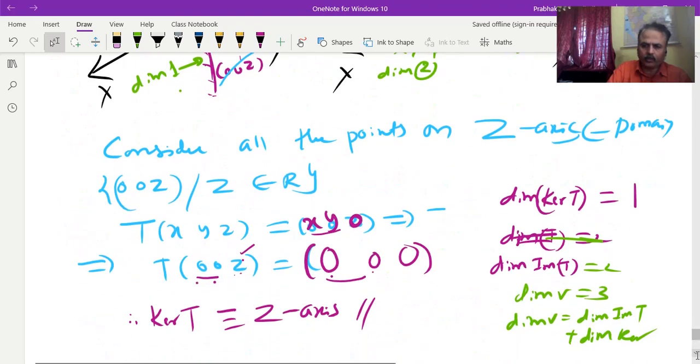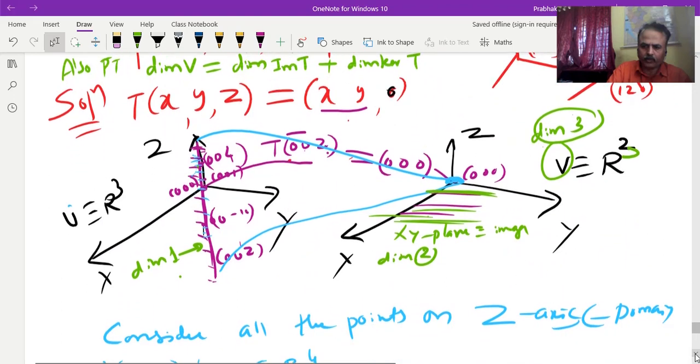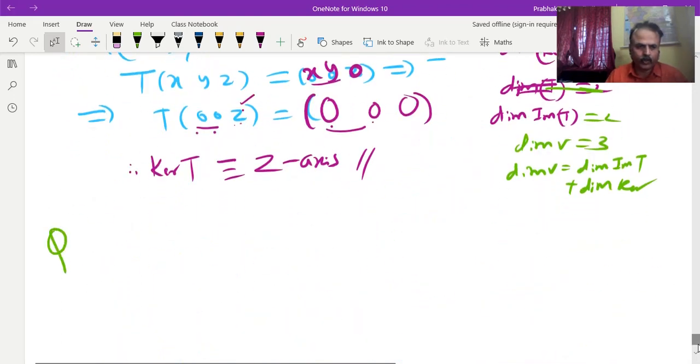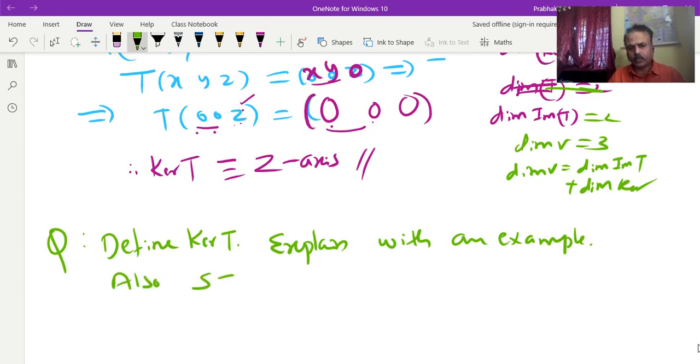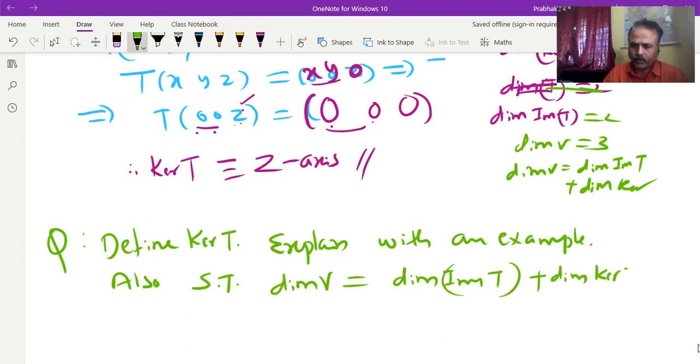So let us use this same question for the next example. Generally it may be asked: define the kernel of a transformation, explain with an example, also show that the dimension of V equals the dimension of the image of T plus the dimension of the kernel of T, where T is a linear transformation from U to V. The previous example is the answer to this question also, but I'll use the matrix example now to make it clearer.